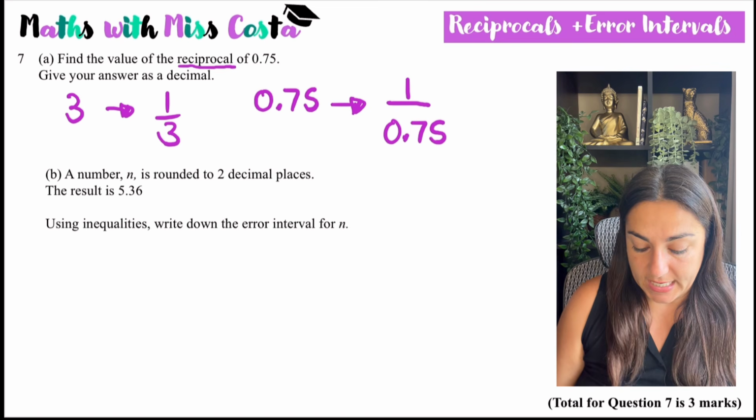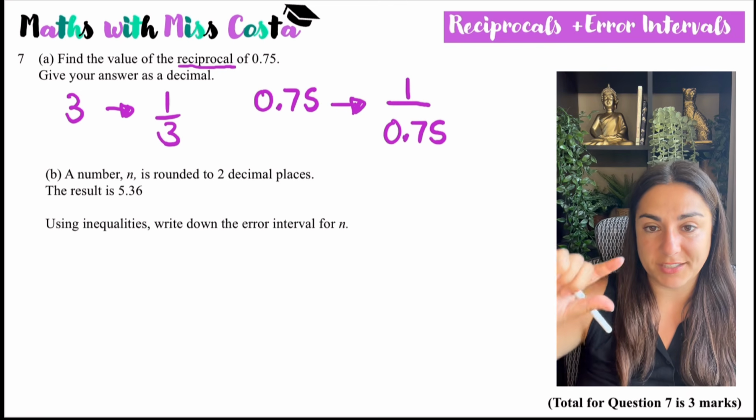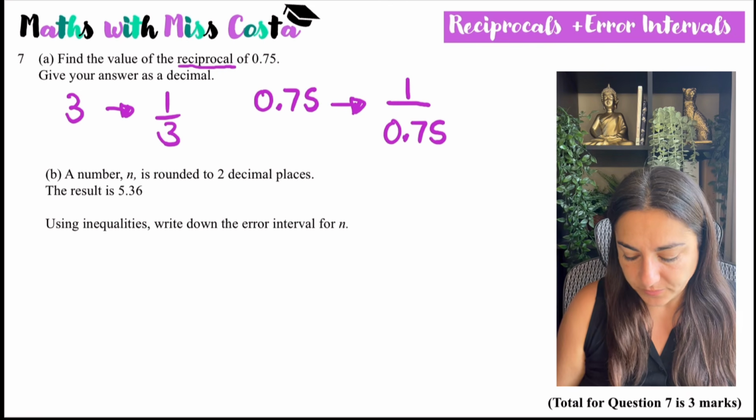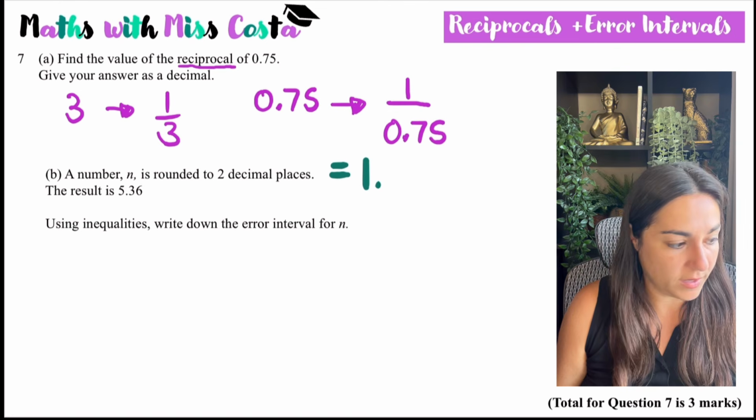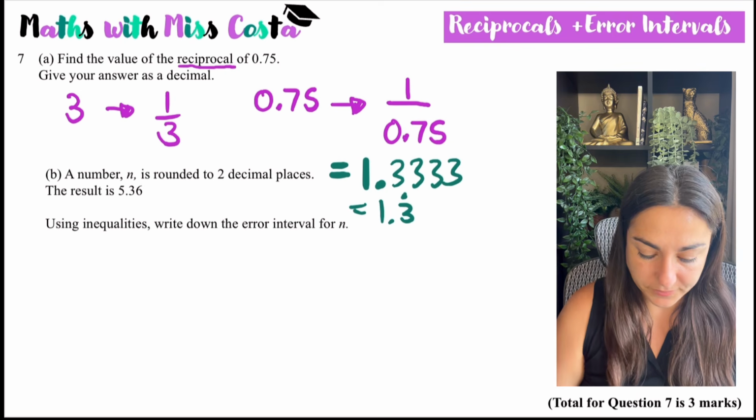So the key here is to recognise that a reciprocal is just the inverse. So if it's just a number, you write it as 1 over that number. If it's already a fraction, you just flip the fraction. So in this case, it's 1.33333, which is 1.3 recurring.